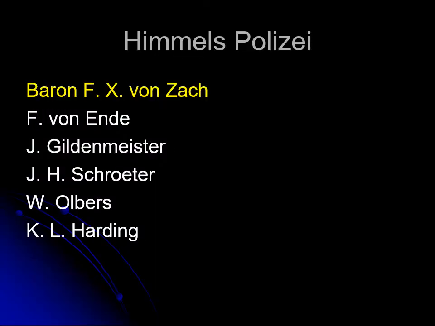And so Baron von Zach, another famous astronomer, enlisted several other astronomers, mostly German astronomers, Ende, Gildemeister, Schroeter, Olbers, and Harding. Olbers and Harding being very famous for other sorts of things as well. And they started searching the sky looking for the missing planet. Well, it didn't take them very long to realize the entire sky is way too big. So they called themselves the Celestial Police. There it is in German, the Celestial Police. And so they're searching the sky looking for this missing planet.